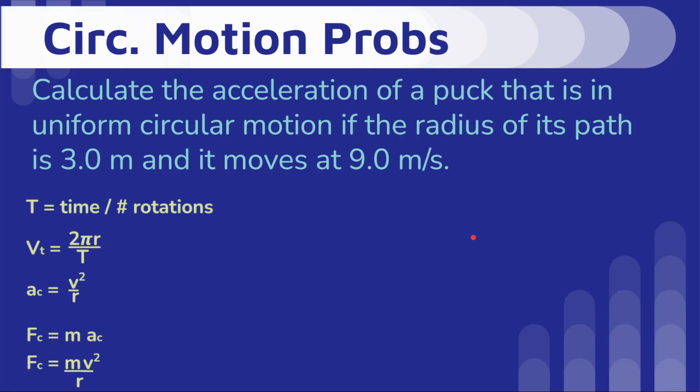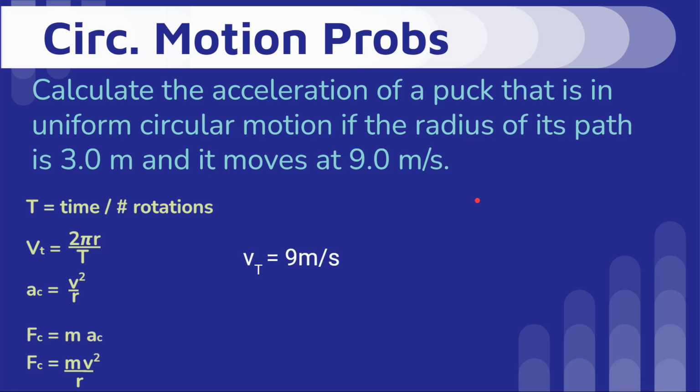All right, so let's try some actual calculations. So we've just been looking at the relationships. Here is an example problem, and it might be similar to one that you could see in your My Open Math assignment if you haven't done those yet. It says, calculate the acceleration of a puck that is in uniform circular motion if the radius of its path is 3 meters and it moves at 9 meters per second. And I have a bunch of equations listed over here to the side. They're similar ones on my board. I don't have them all up there.